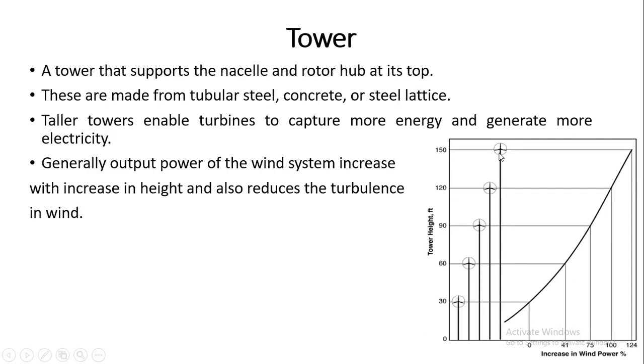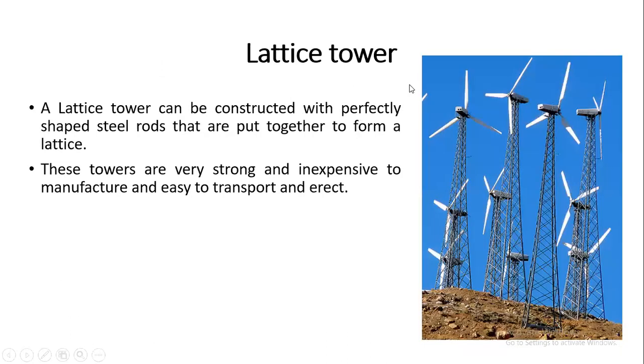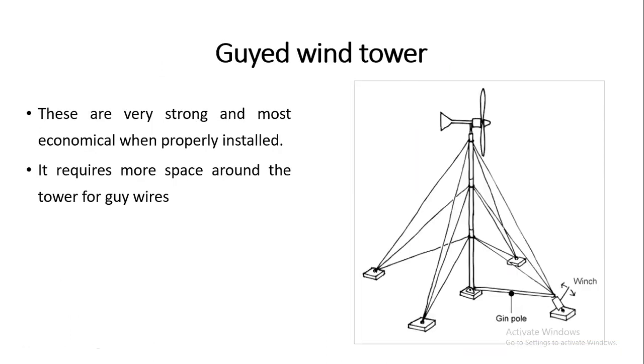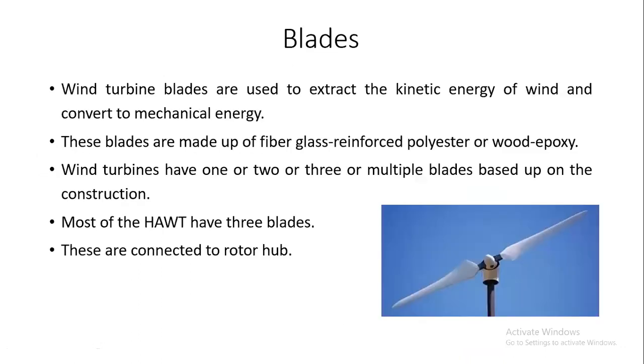But if we reach a wind turbine tower height of 150 feet, the energy generated by the wind turbine would increase up to 124%. Then there are different types of wind turbine towers: the tubular tower, the lattice tower structure, the guyed tower and the tilt-up tower. Blades: most wind turbines consist of two blades, most consist of three blades, or four blades. It is up to the structure and type of turbine.